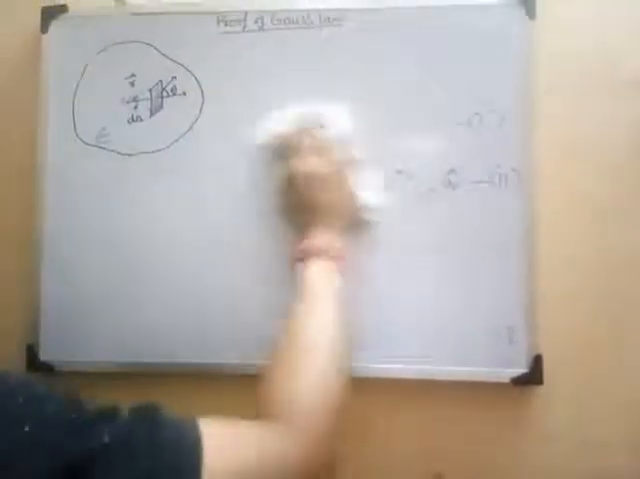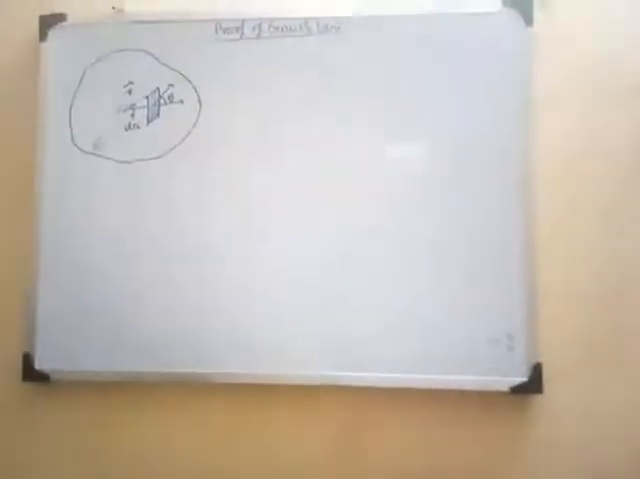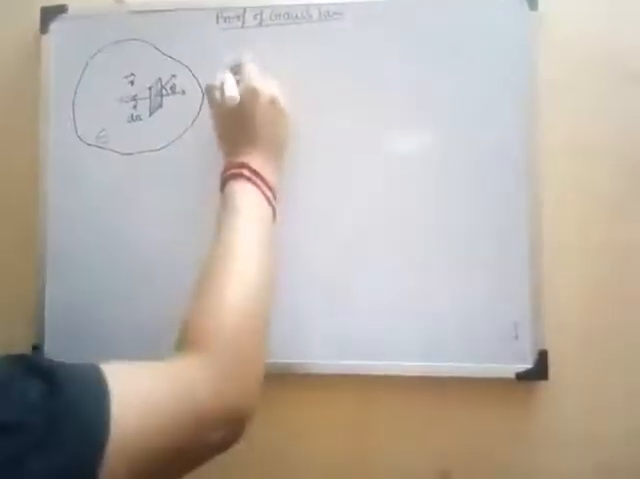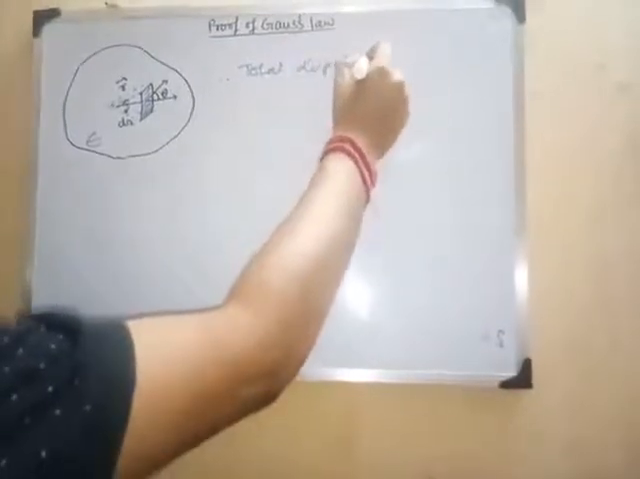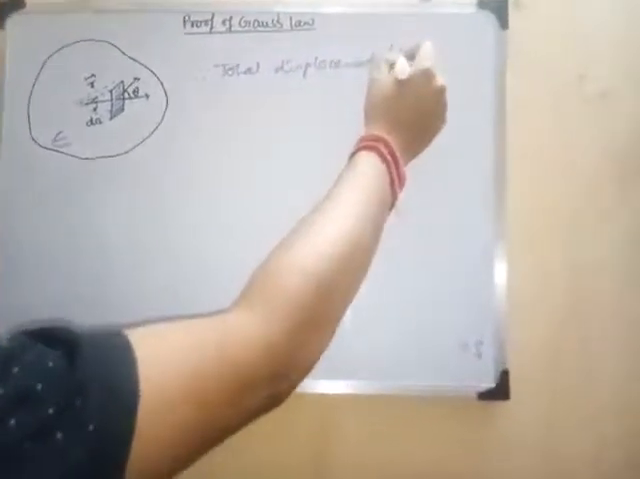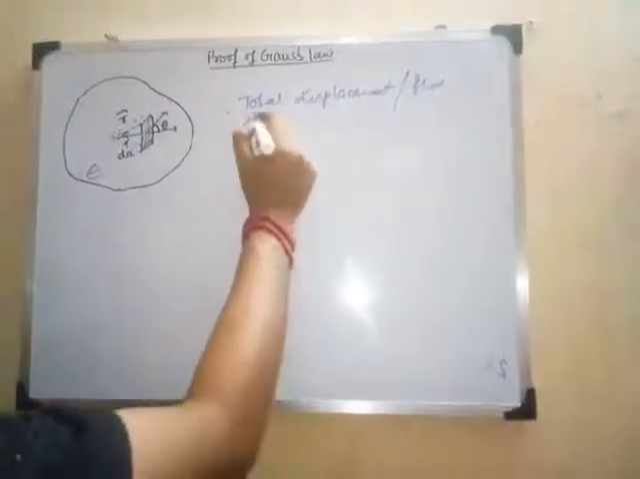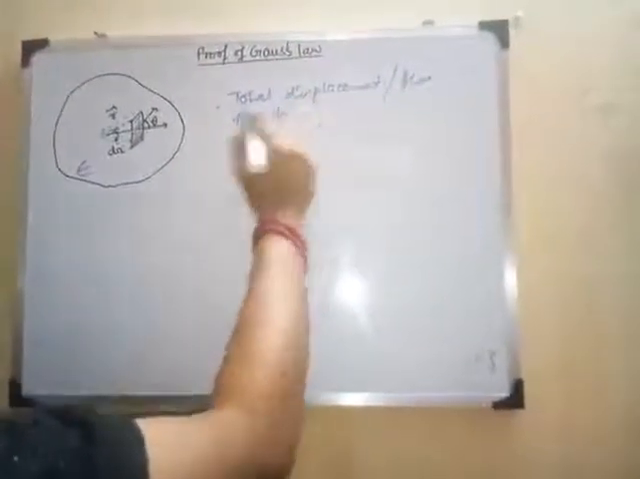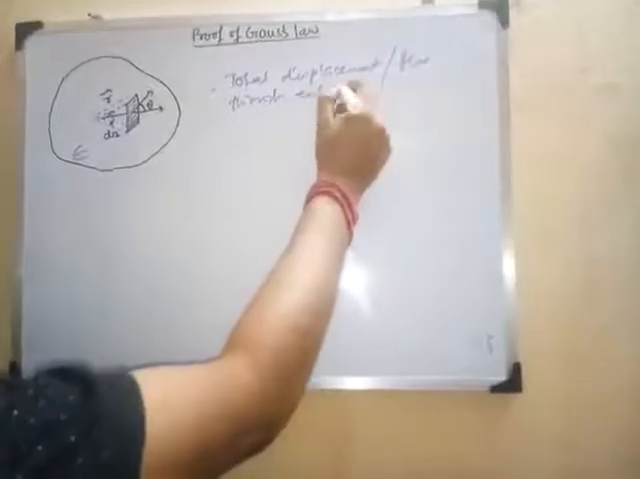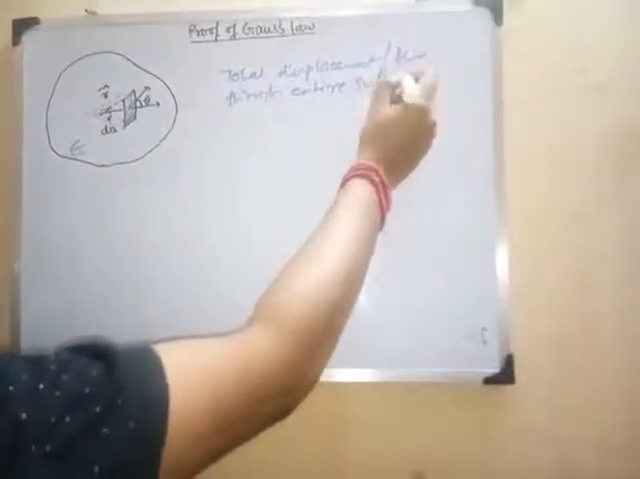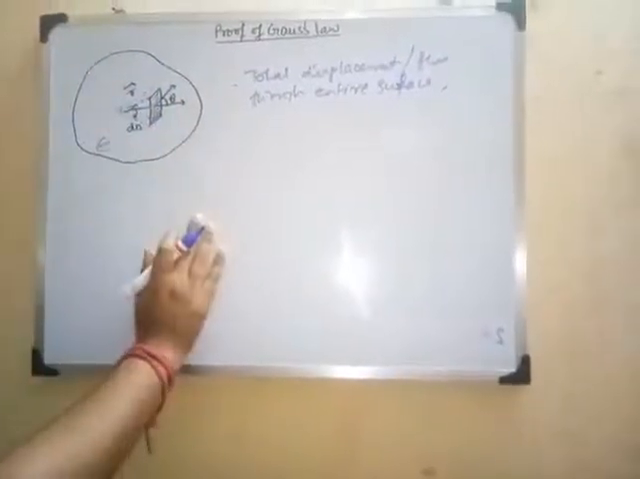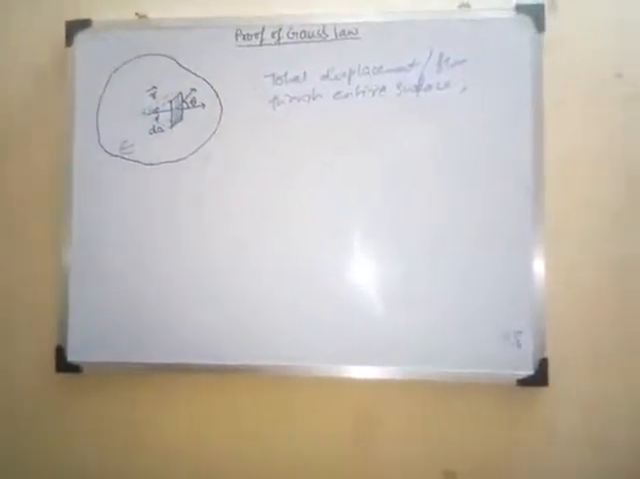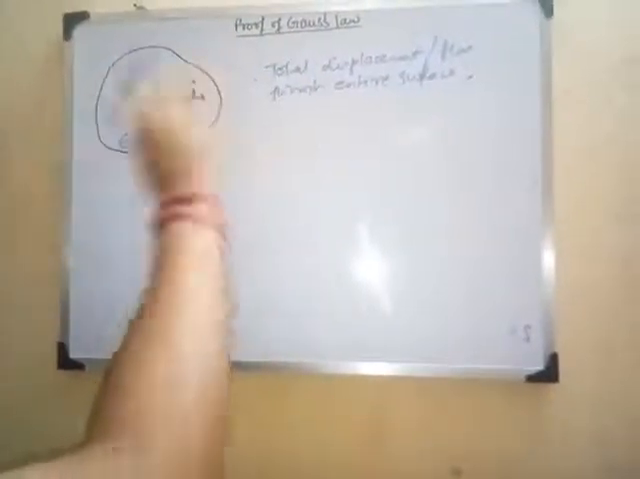From these, we can write: therefore, the total displacement or flux through the entire surface. Previously, till now, we were calculating in a differential surface element dS. Now we are going to calculate the total displacement or flux throughout the entire surface.